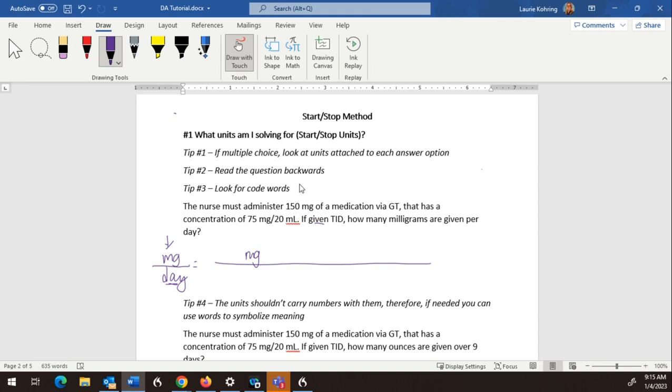Some other things that you should be aware of is looking for code words. The common code word that people get confused with is if you see, how many milligrams should the nurse administer, or how many milliliters should be given. So given and administer usually mean dose. So if there was a question that said, how many milligrams should the nurse administer? This would be milligrams per dose. Or how many milliliters should be given? This would be milliliters per dose.